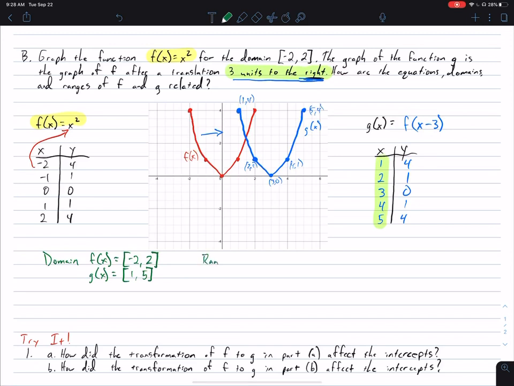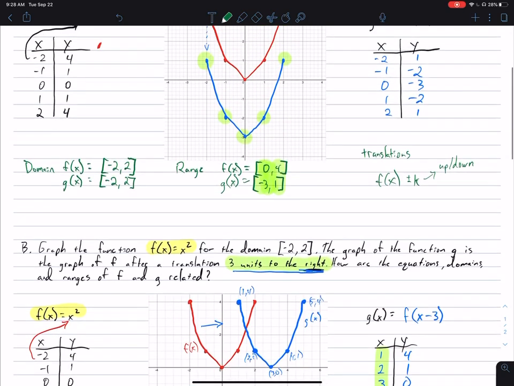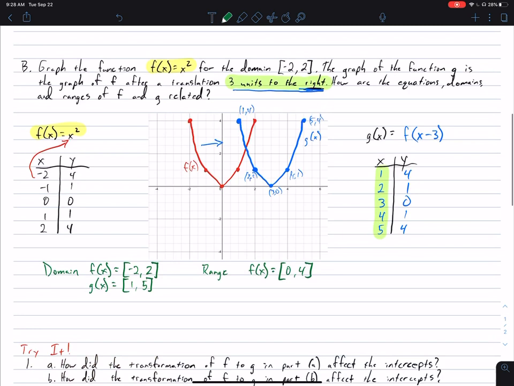Next, I want to look at my range. So my range for f of x, well, what were my y values? Be careful, you're not just going to pick the first one and the last one. We want to look at the minimum and the max. The smallest number was 0, and the largest number was 4. So my range was 0 to 4. And then for g of x, same thing. I want to look at my minimum and maximum. Well, we didn't do a shift up and down. My y values did not change, so my range should remain the same.